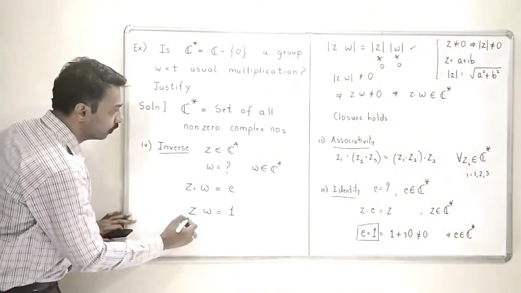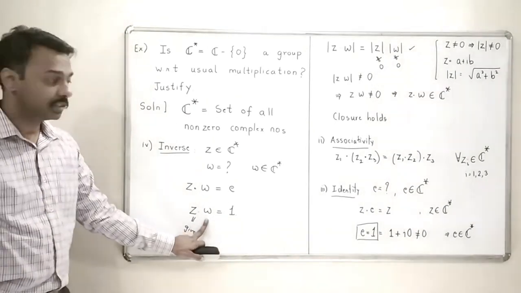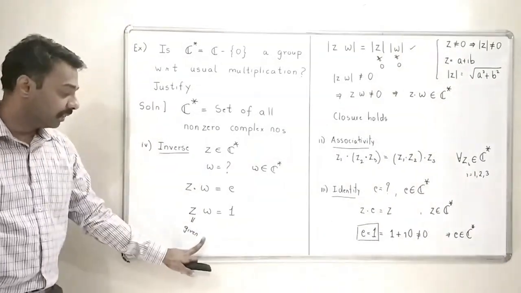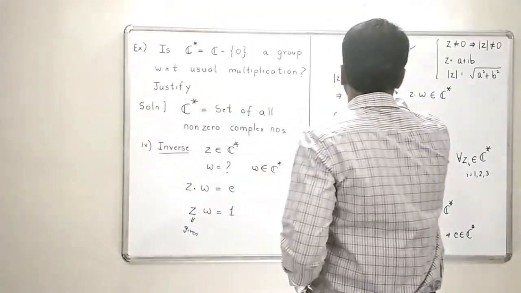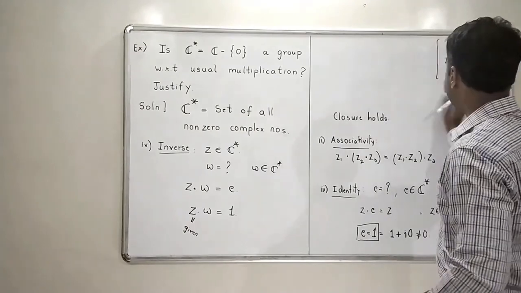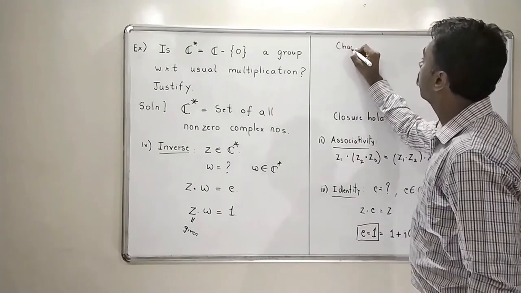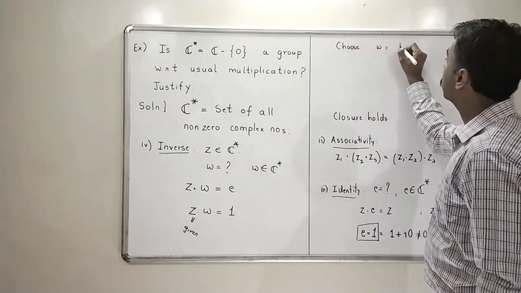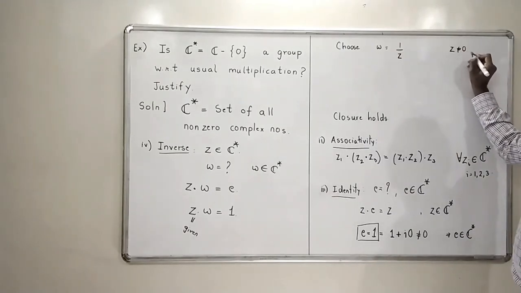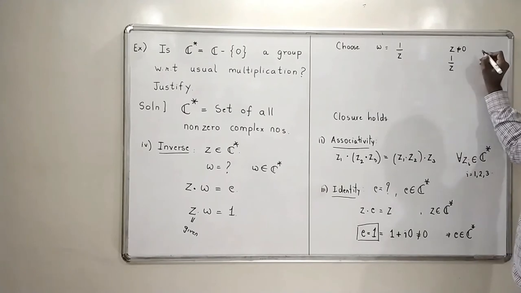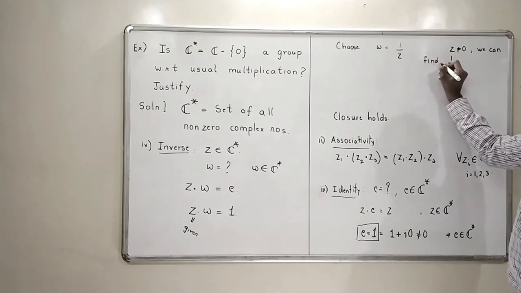Now, Z is known to me. Z is given to us, and I want to find the W such that Z multiplied by W will be equal to 1. Obviously, you can make a guess that W can be taken to be 1 upon Z. Now, if Z is not equal to 0, obviously I can find 1 upon Z.